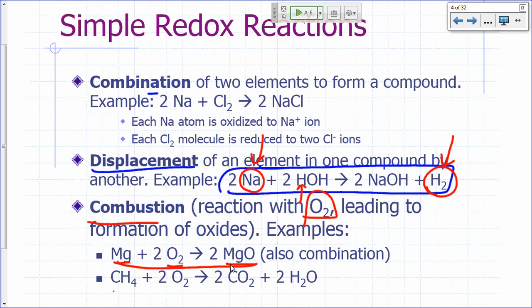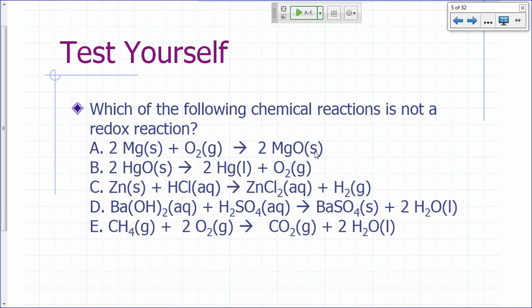Okay? Methane, your natural gas, you burn it in oxygen, you get carbon dioxide and water. You get the oxide of carbon. You're burning methane, which is made up of carbon and hydrogen. You get the oxide of carbon, which is carbon dioxide, and you get the oxide of hydrogen, which is water. Okay? That is also a redox reaction. So, given that, which of the following chemical reactions is not a redox reaction? Based on what we just talked about.